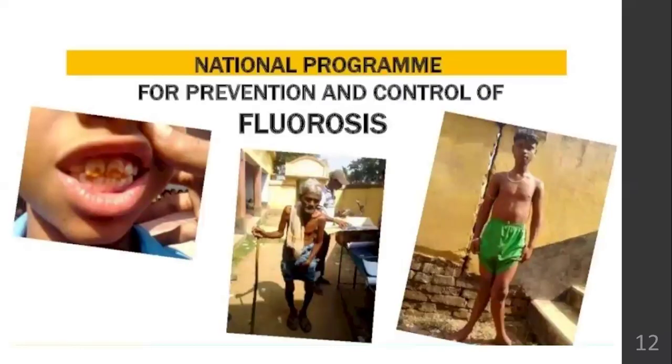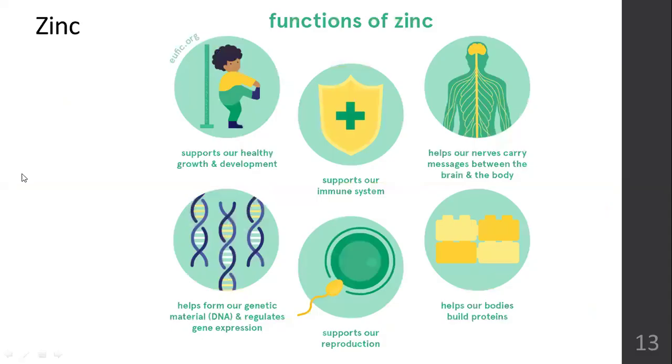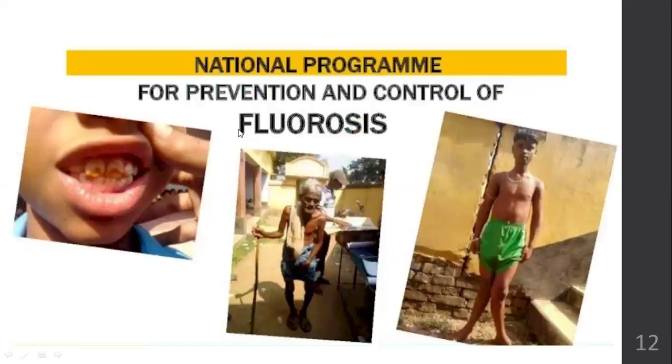Then we have the national program for the prevention of fluorosis in India. You can see different cases of children and people suffering from fluorosis. The first image you see is a case of dental fluorosis, a severe case. Then you can see here genu varum, an old man suffering from genu varum, bow leg. Genu valgum, a teenager suffering from genu valgum. This is skeletal fluorosis.